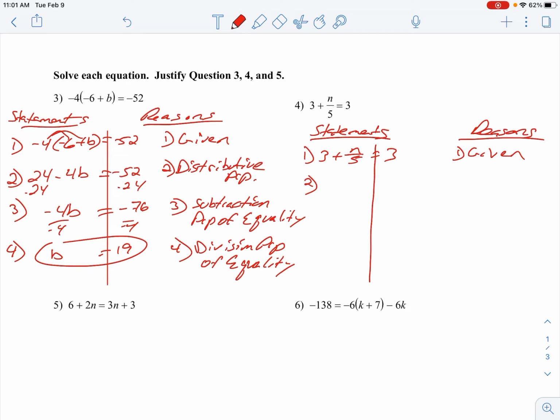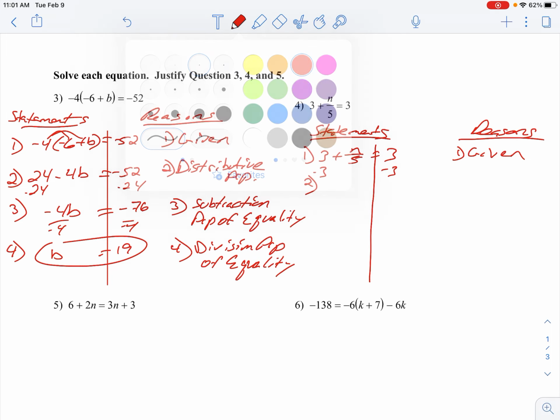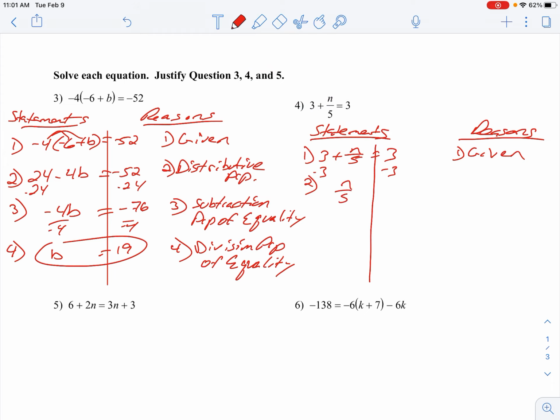That n is being added with the 3, and it's also being divided by 5. So the inverse of 3 is a -3. So I'm going to start off by subtracting 3 from both sides. And when I do that, I get the 3 on the left side to cancel out, left with n over 5. On the right-hand side, 3 minus 3 is, well, then 0. I had to use the subtraction property there, so I'm going to call that the subtraction property of equality.